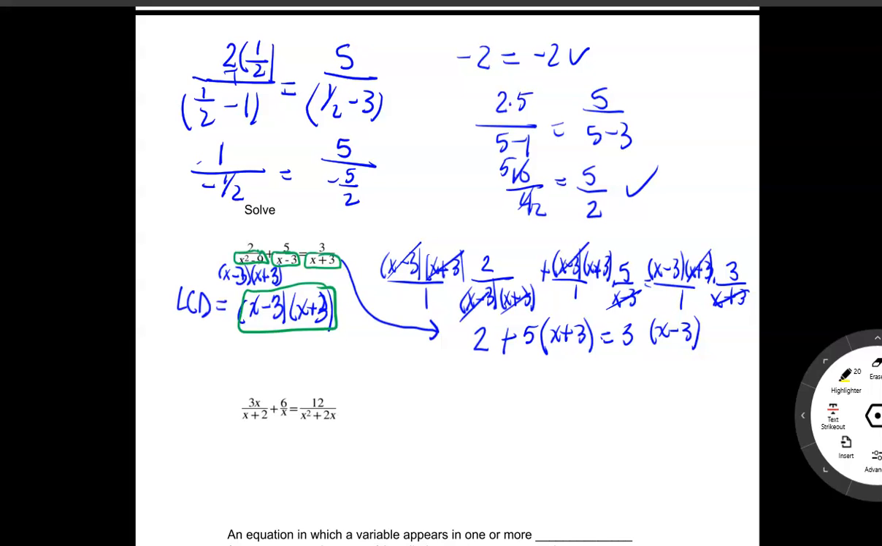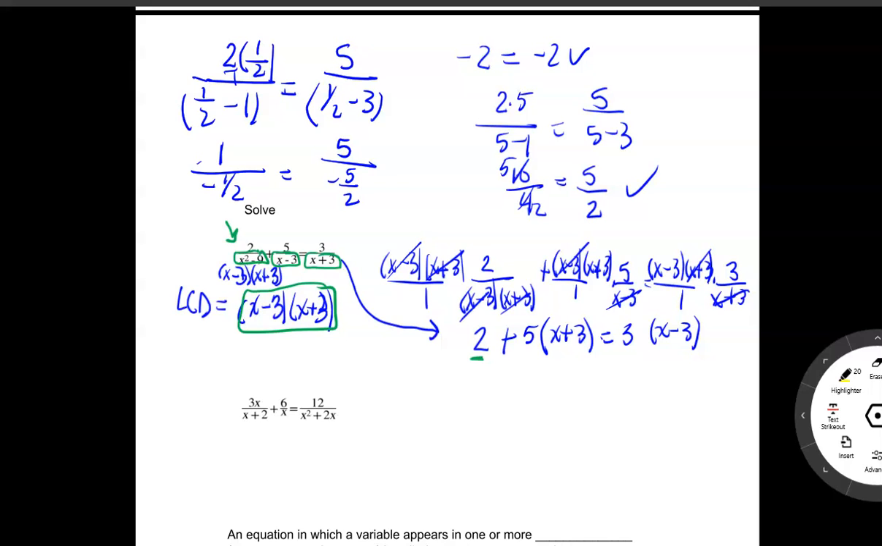So for this very first fraction, 2 over x squared minus 9, do you see how everything's going to cancel out? That denominator is exactly the same as our least common denominator. So we can just write the 2, the numerator, because the x squared minus 9 is all going to cancel out with our least common denominator.